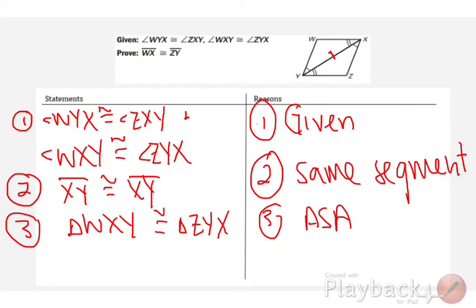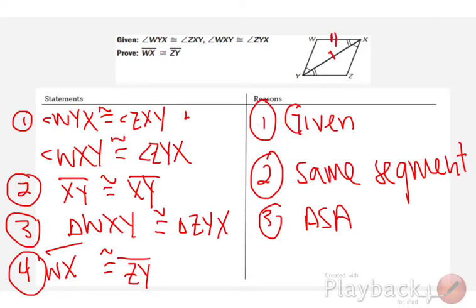And now that I know that my 2 triangles are congruent, based on the fact that corresponding parts of congruent triangles are congruent, I can now say that WX is congruent to ZY. I can say that WX up here is congruent to ZY, and my reason why would be that corresponding parts of congruent triangles are congruent, or CPCTC.